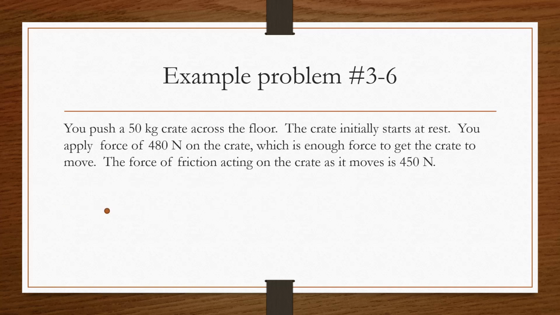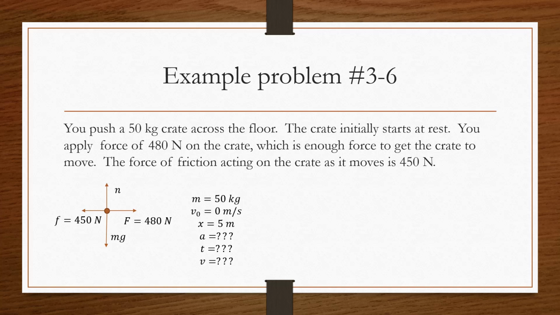I know information about the forces acting on the crate. First of all, in the vertical direction, I have two forces, weight and normal force. Since this crate is not going to accelerate up or down, I'm going to say weight and normal force are the same thing. I have two other forces. I have this applied force, 480 newtons, and I have this force of friction, 450 newtons.